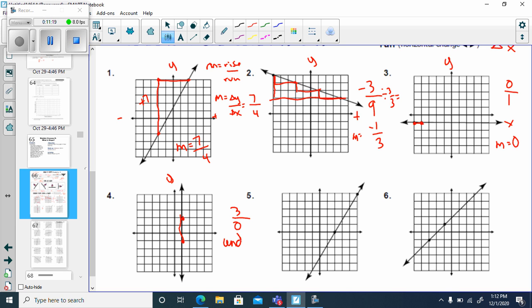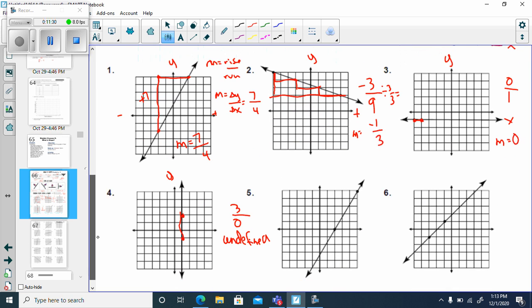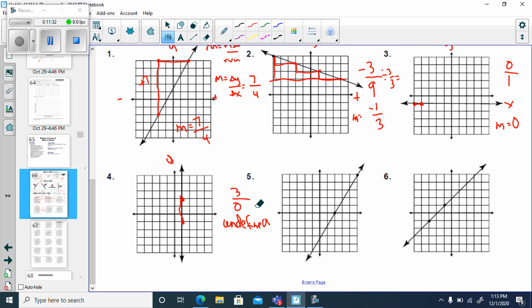Therefore, it is undefined slope. Just as we talked about right up here, it showed you if the line is vertical, the slope is undefined. Okay? And if you're not sure, put that in your calculator, guys, and it makes it very simple for you to see.